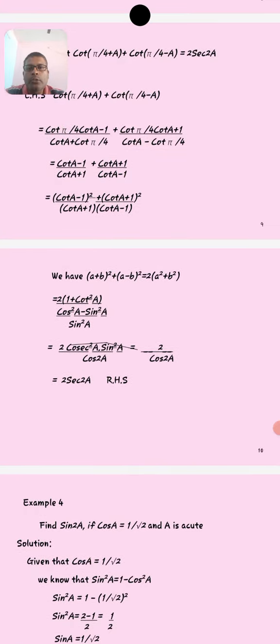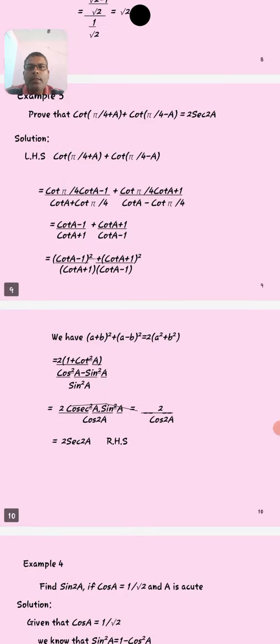So that the proof is what? 2 secant 2a. Here we just apply the formula of cot of a plus b formula, cot of a minus b formula. We can do the LCM part and simplify, and using this formula is what? A plus b whole square plus a minus b whole square is equal 2 into a square plus b square.